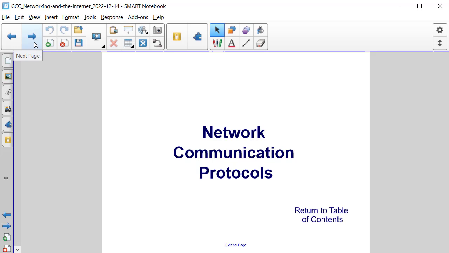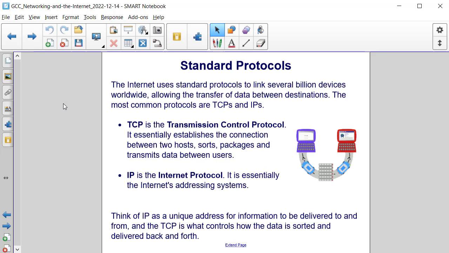Network communication protocols. The Internet uses standard protocols to link several billion devices worldwide, allowing the transfer of data between destinations. The most common protocols are TCP and IP. TCP is the Transmission Control Protocol. It essentially establishes the connection between two hosts, sorts packages, and transmits data between users.